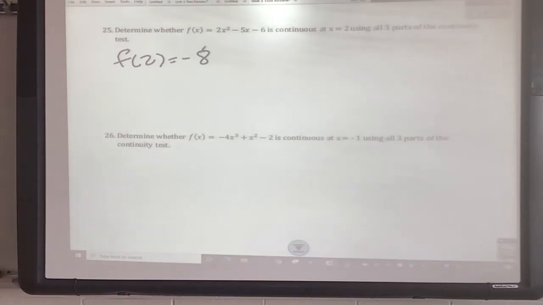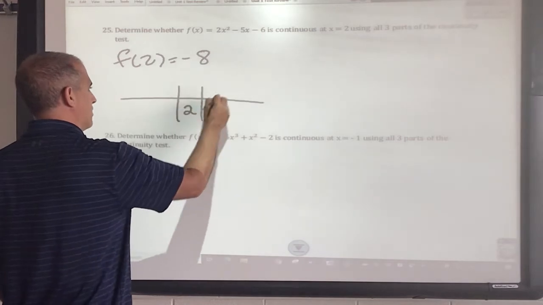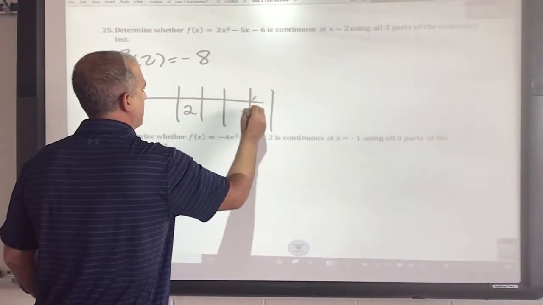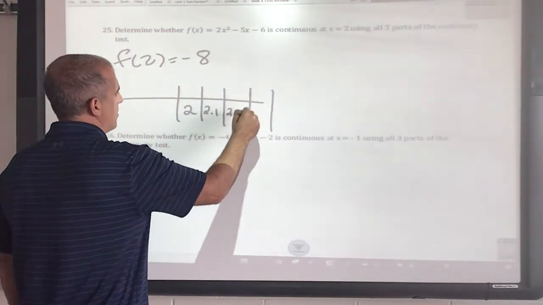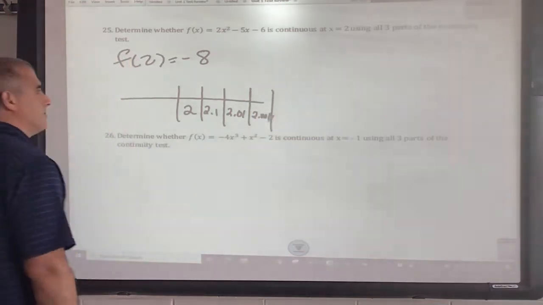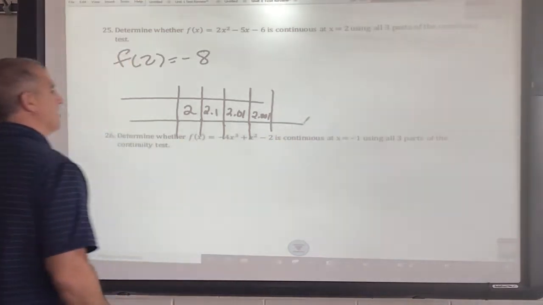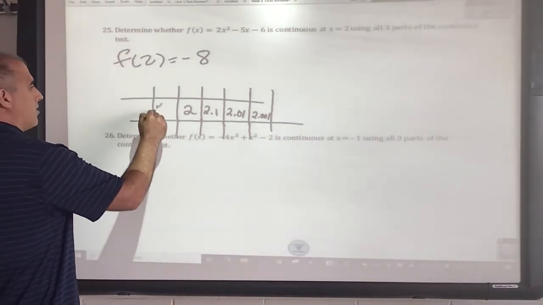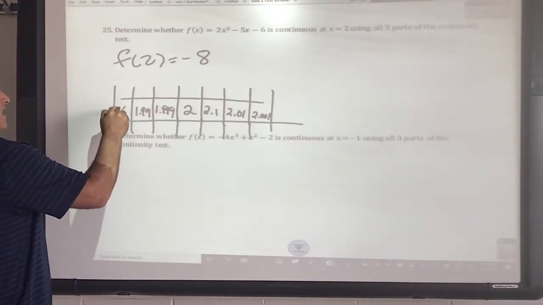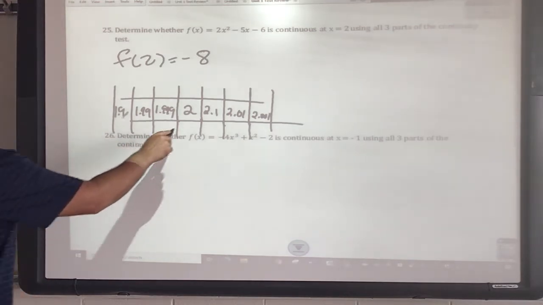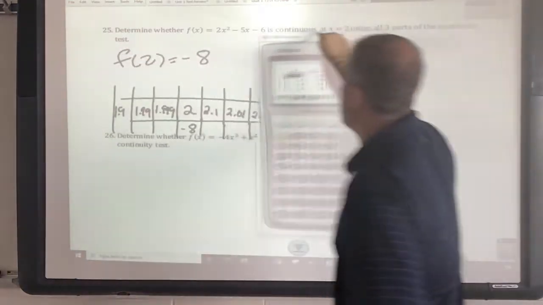Now, I want to make a table around 2. Here's 2. I'm going to do 3 numbers above and 3 numbers below. So 2.1, 2.01, 2.001, and I want to see what those results would be. Then I'm going to go smaller: 1.999, 1.99, and 1.9. I know this is at -8. So what I want to do, pretty simply, is just type these in and see the results.